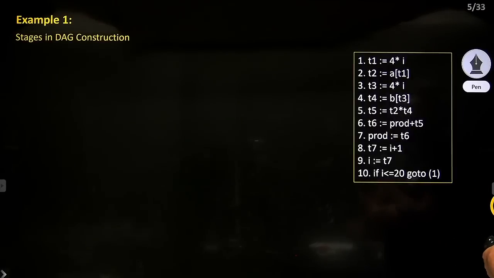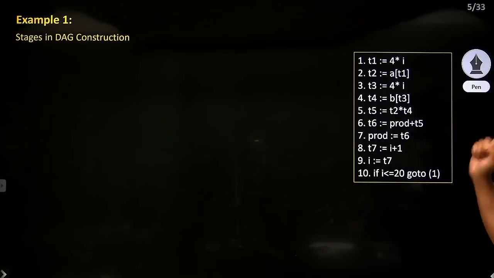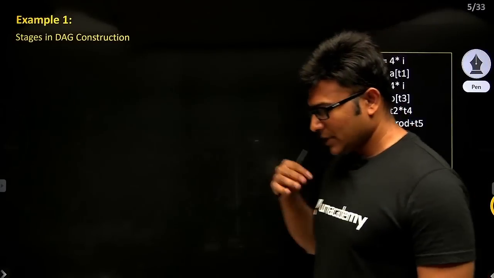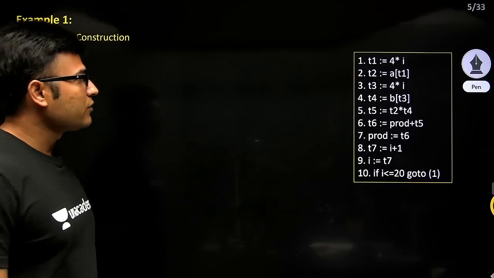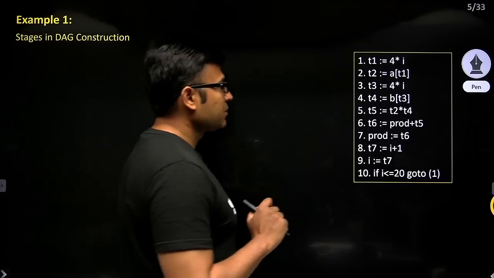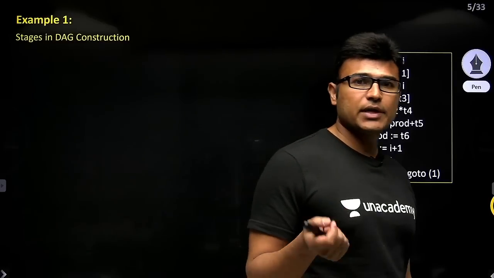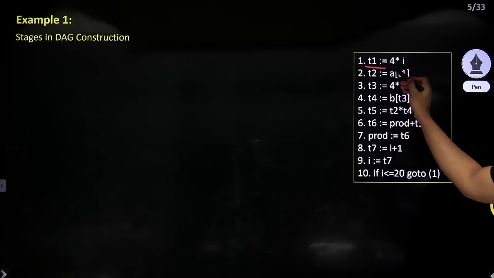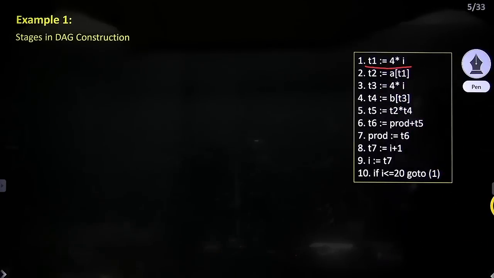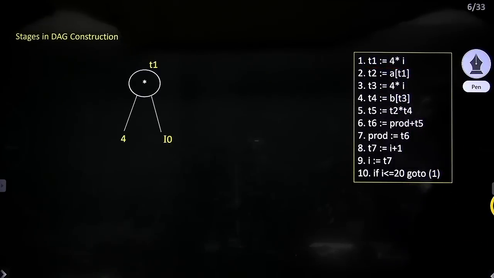In this example you have a basic block. Now we want to convert the entire basic block into a DAG. How are we going to do it? Step by step. We take each statement step by step. The first statement is t1 equal to 4 into I.